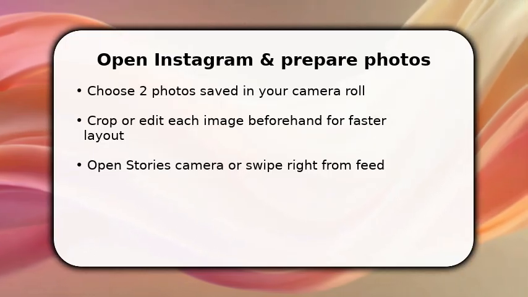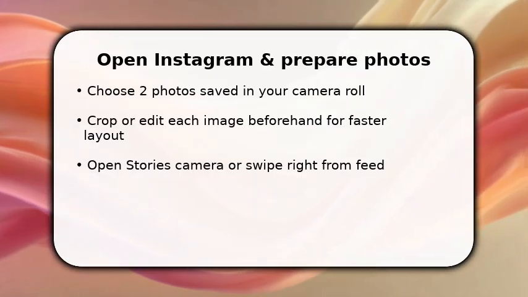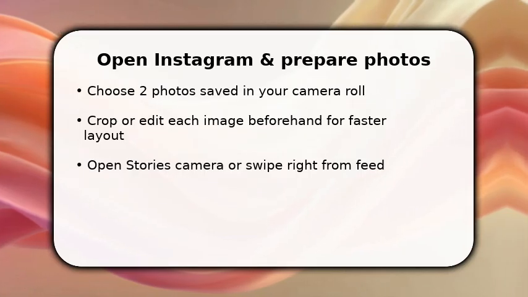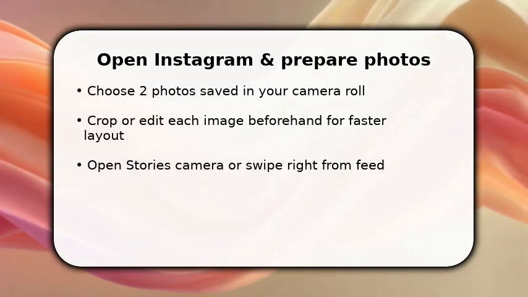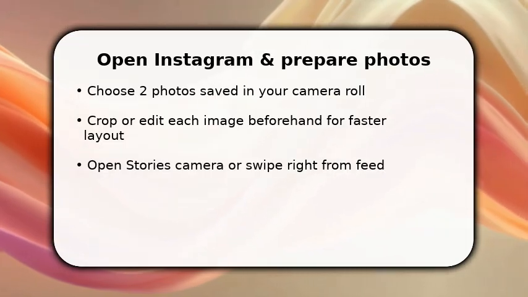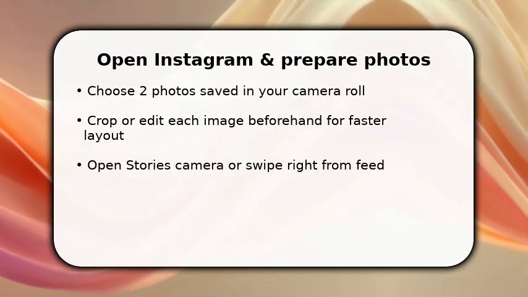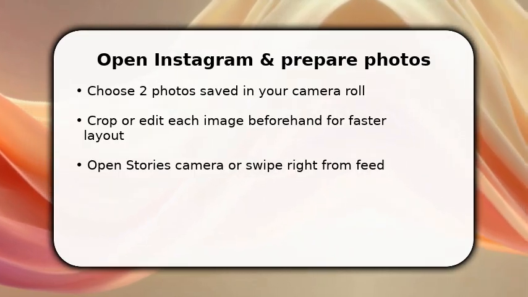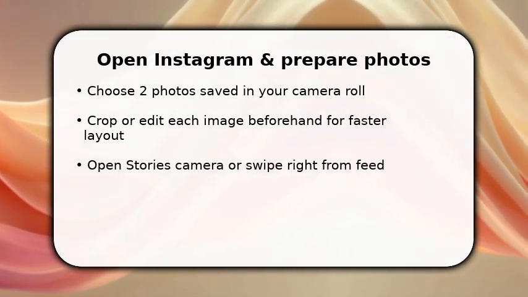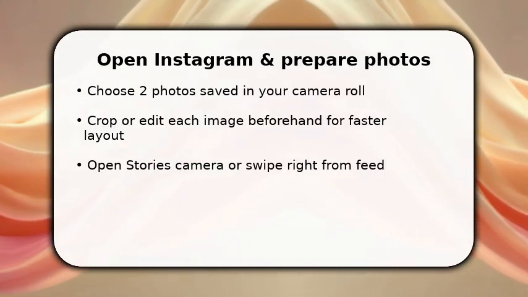You already have 2 photos. Now act. Open Instagram and swipe right to Stories or tap the plus then story. Tap the gallery icon and select your first image. Once selected, use the sticker tool immediately to add the second photo via the photo sticker. This preserves quality and allows resizing. Make sure to position the first image so there's space for the second. Once done, you'll have a layered canvas ready for the middle steps.